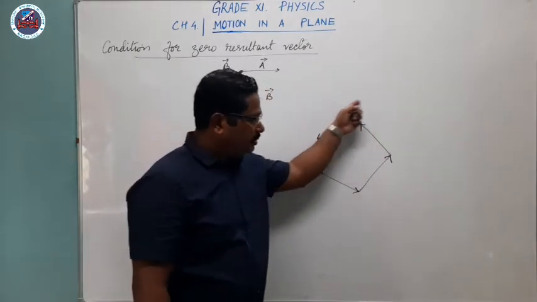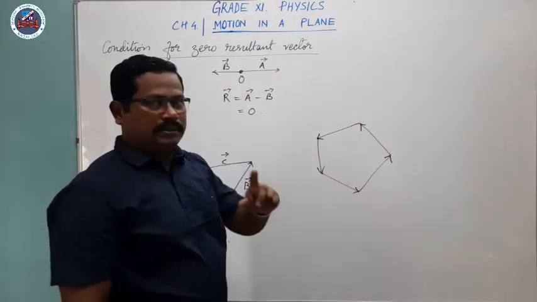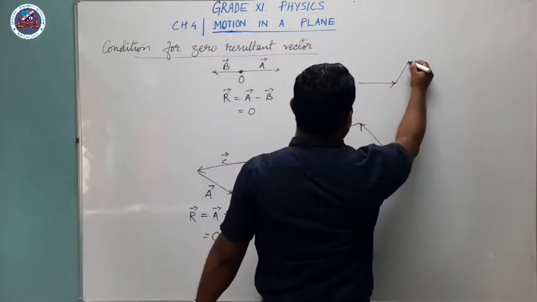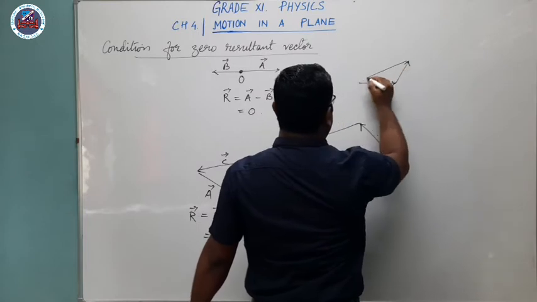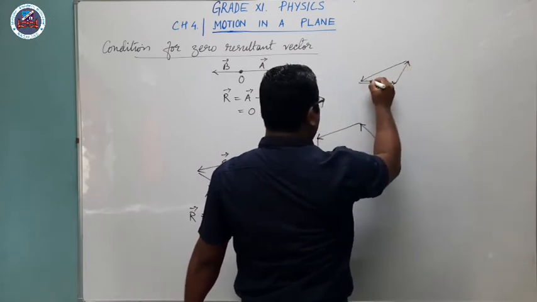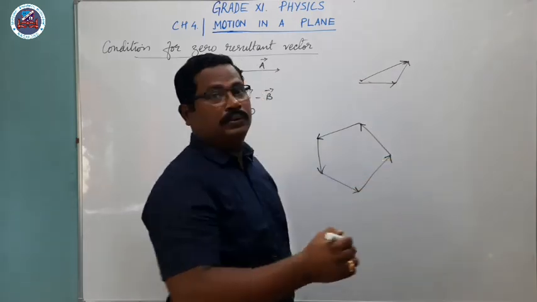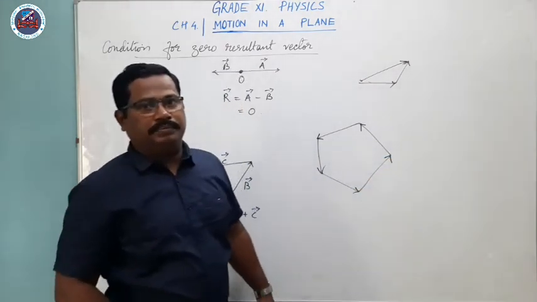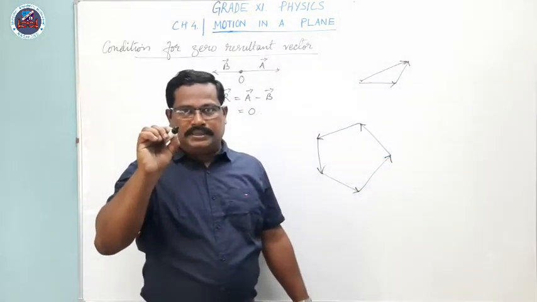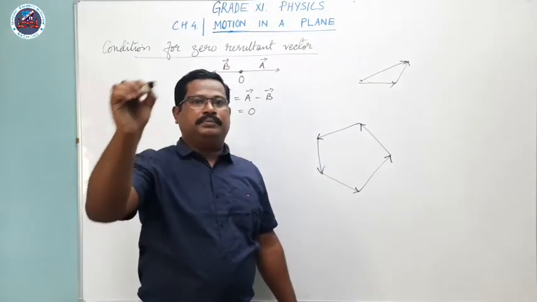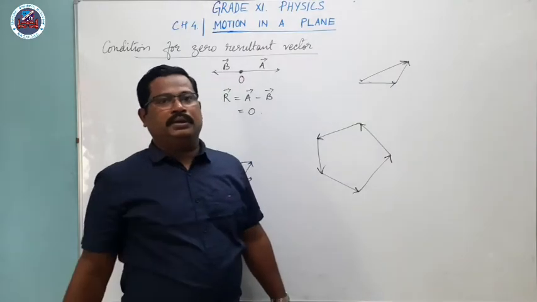It can be clockwise also, but you have to be very careful. Look at the arrowheads properly. This way going, and this ending part, if it is not going this side, it is going on the other side, then the resultant is not 0. It must be in the same order, all going in the same direction. Then only the resultant vector will be 0.